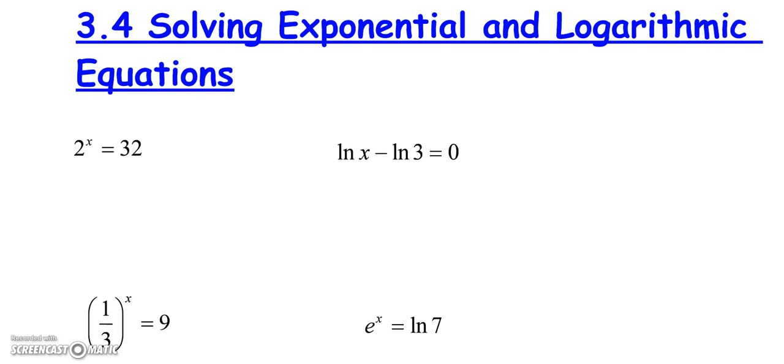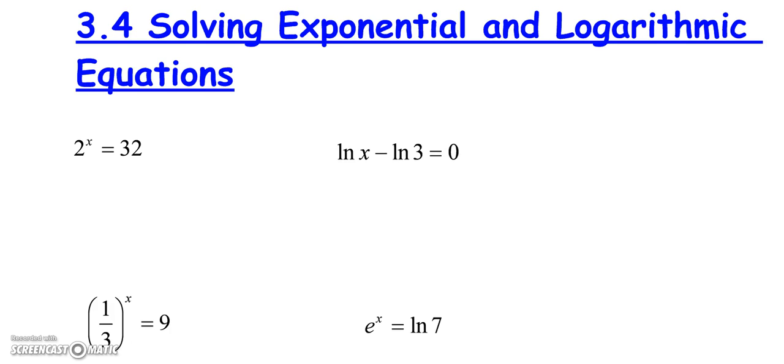Welcome, ladies and gentlemen. This is section 3.4, solving exponential and logarithmic equations. To start, I just want to give us a little bit of a review. You've done some of these problems before, and some of these strategies can be used along with what we're going to go into later today.